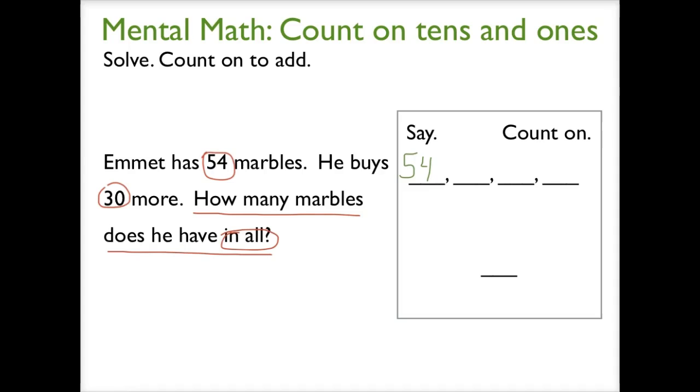We could also write 54 plus 30. 4 plus 0 is equal to 4, and 5 plus 3 is equal to 8. And as you can see from us counting on together, we ended up with the same answer.